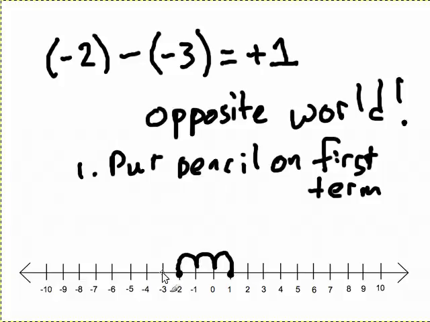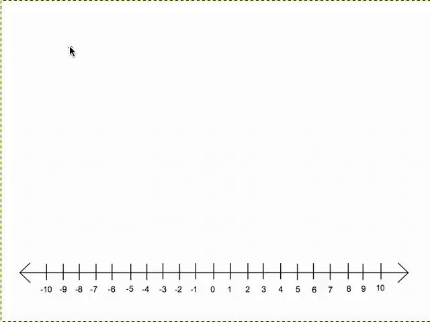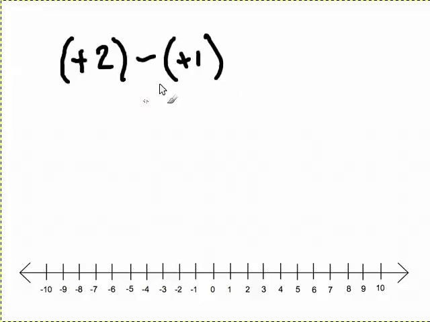Okay, let's say we have a really easy problem you've been doing since elementary school, +2 minus +1. Normally, as I said, you always go to the first term, +2, and you know you're going to end up back over here, right? Well, let's see what that looks like. If you were adding, you would have gone to the right one. But we're subtracting, so we go to the left. Even though this is a positive integer, we're going to go to the left. So we go 1 to the left, and there's our answer, +1.